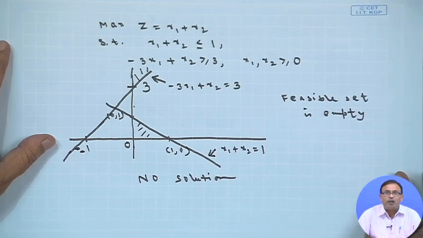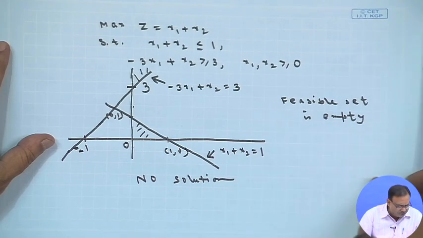So, it is not necessary that for every LPP problem there will be some solution. I must have some feasible region which is non-empty, and then only I can obtain the solution. So, this is one case.